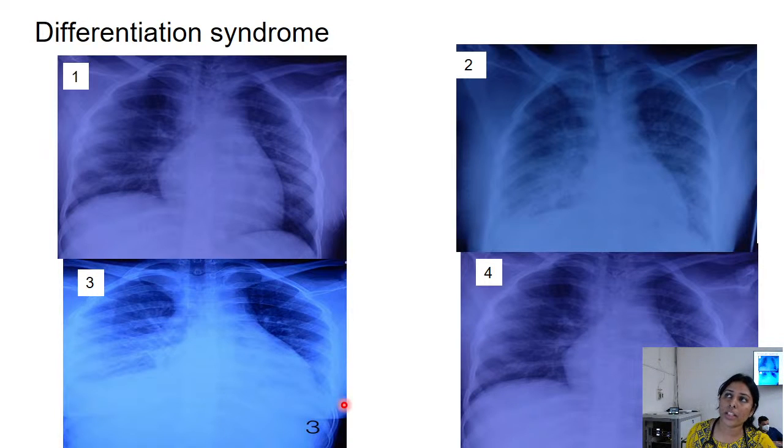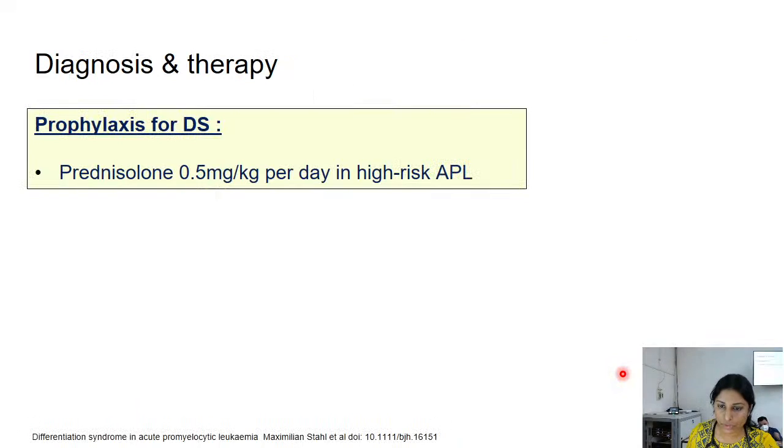These are representative chest X-rays of a patient who presented with APL and on initiation of therapy developed severe differentiation syndrome. As we can see, there are increased bilateral symmetrical chest infiltrates, and once we initiated the patient on steroids and withheld ATO and ATRA along with aggressive supportive care, the infiltrates disappeared and the patient recovered from differentiation syndrome.